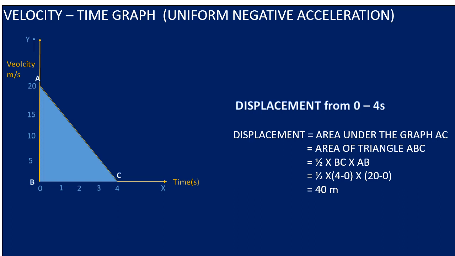So area, you know, that is half into base into height, and when we do the calculation, we get half into base BC, we take 4 minus 0, and the height AB, we take it as 20 minus 0, and we get half into 4 into 20, we get it as 40 meter.